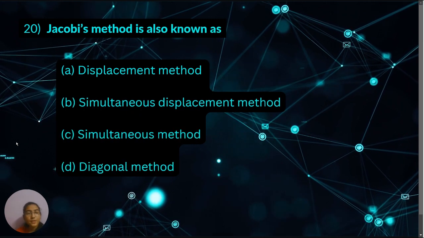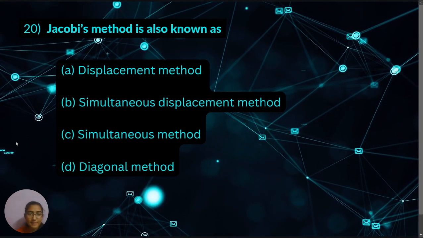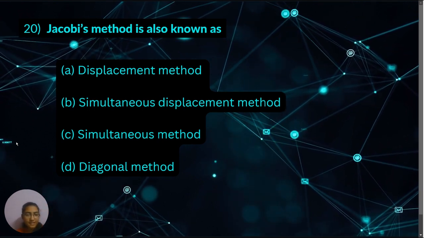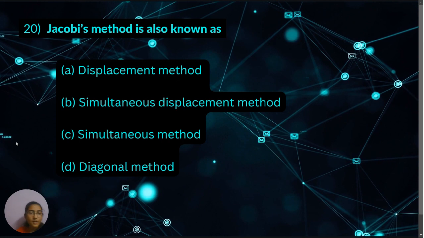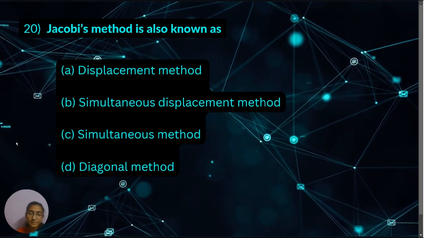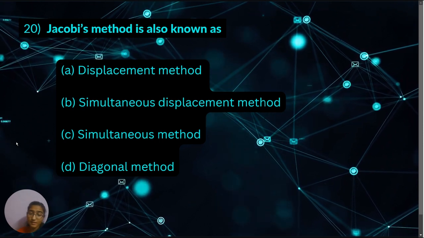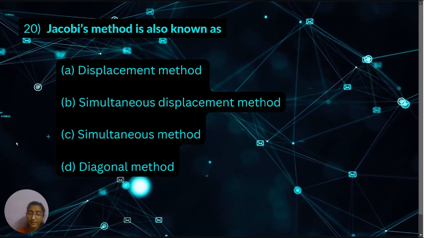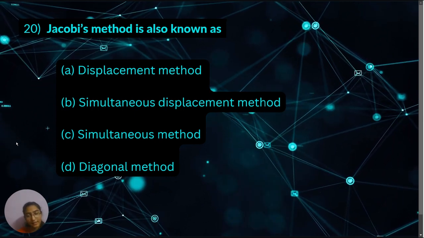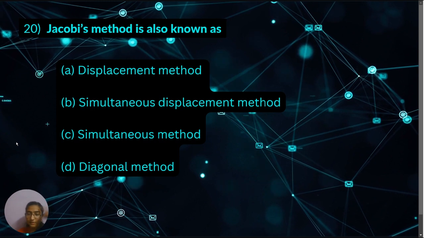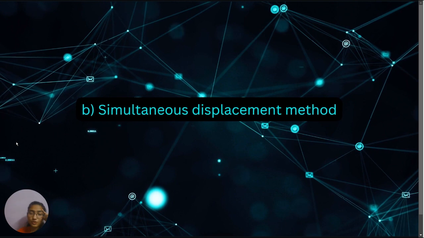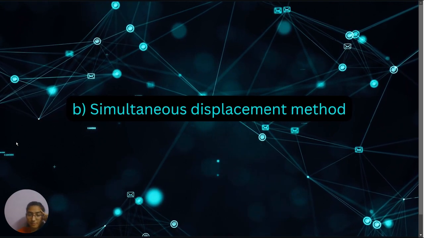Now the next question is, Jacobi method is also known as what? Another name. A is displacement method, B is simultaneous displacement method, C simultaneous method, or D diagonal method. These are our options. Which is the correct option? You can pause the video and give the answer. The correct answer is simultaneous displacement method. The Jacobi method is also called the simultaneous displacement method.